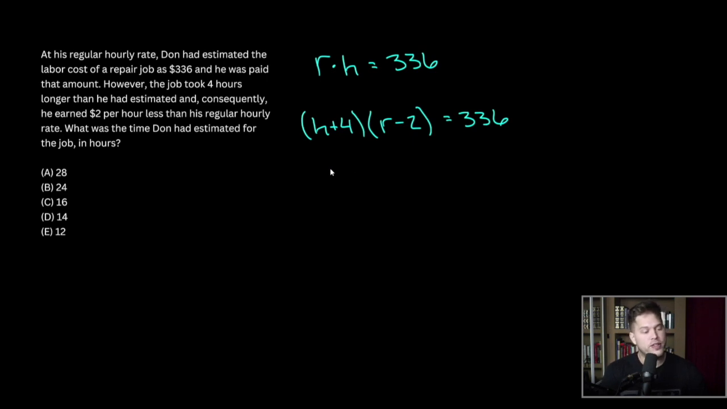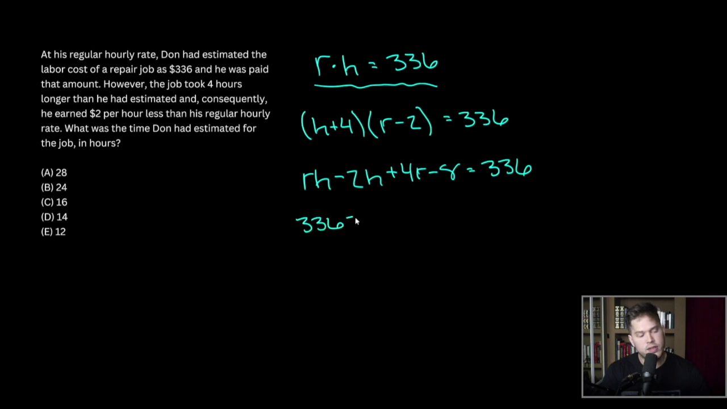We can FOIL this to have h times r, we'll have rh, then h times negative 2 is minus 2h, plus 4r minus 8 is equal to 336. Using our first equation here, we see that r times h is equal to 336. So let's plug that in. We have 336 minus 2h plus 4r minus 8 is equal to 336.